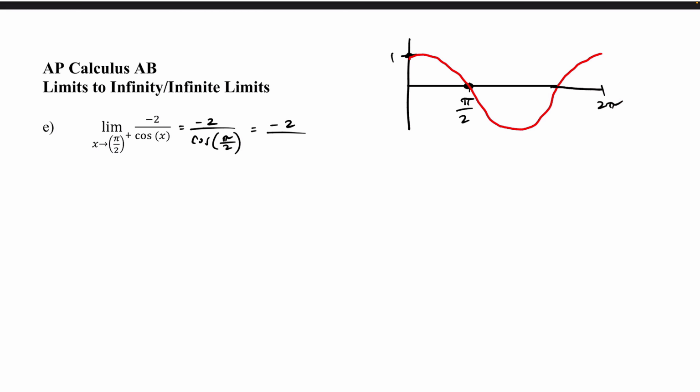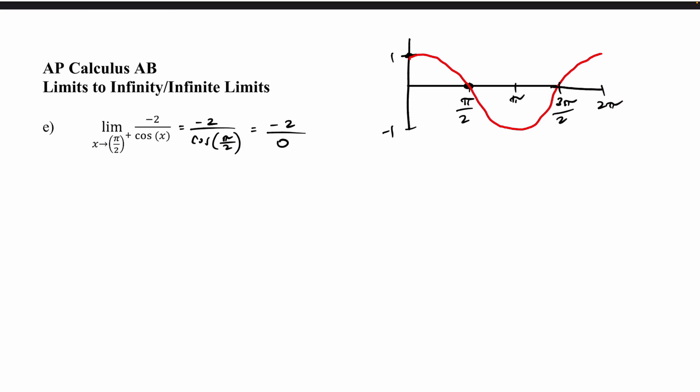At 2 pi, right? And then at pi, it's negative 1. At 3 pi over 2, it's 0. And then at 2 pi, it's 1. Okay? So we want pi over 2. So cosine of pi over 2 is 0. Okay? So when we plug in pi over 2, we got 0 on the bottom.